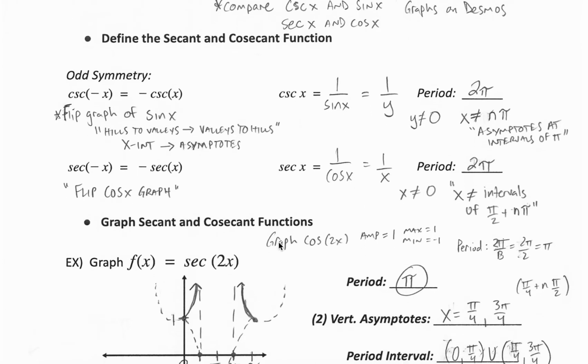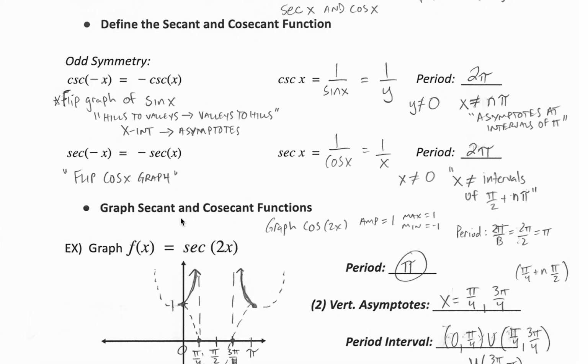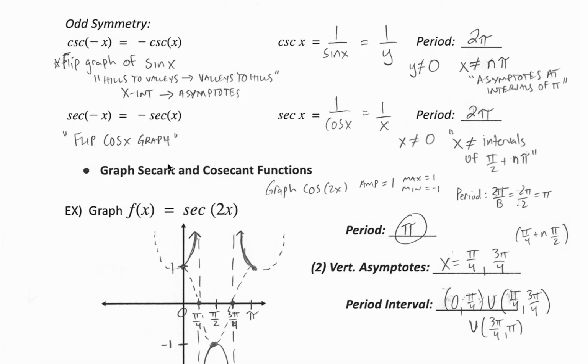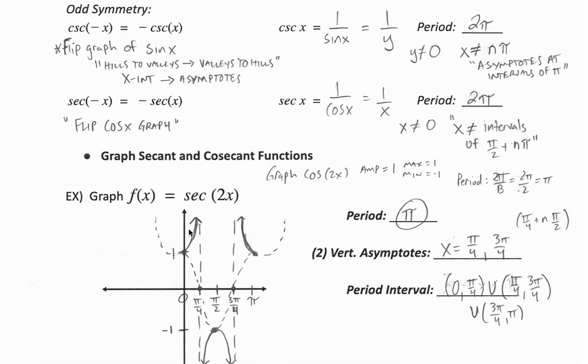All right, the trick we're going to use in this video is we're going to graph sine and cosine, and that's going to help us graph cosecant and secant. What's going to end up happening is that the minimums of cosine, or these valleys here in our cosine graph, are going to turn into hills. And hills of our cosine graph are going to turn into valleys.